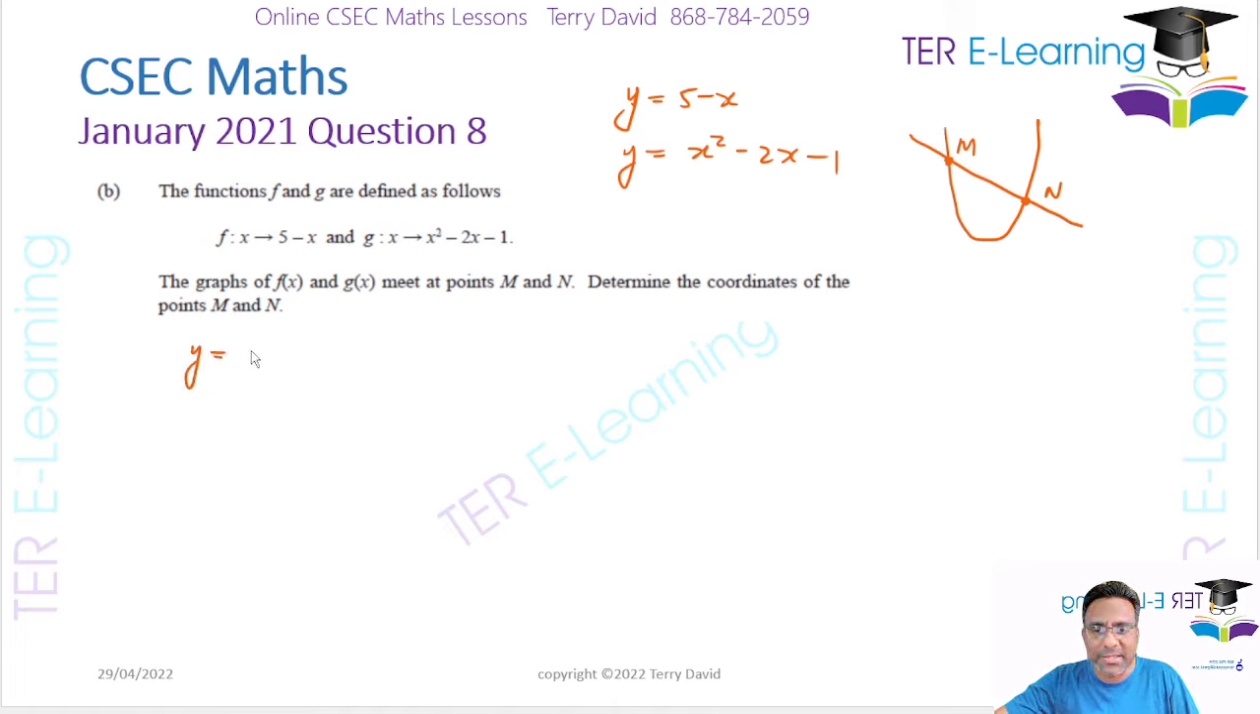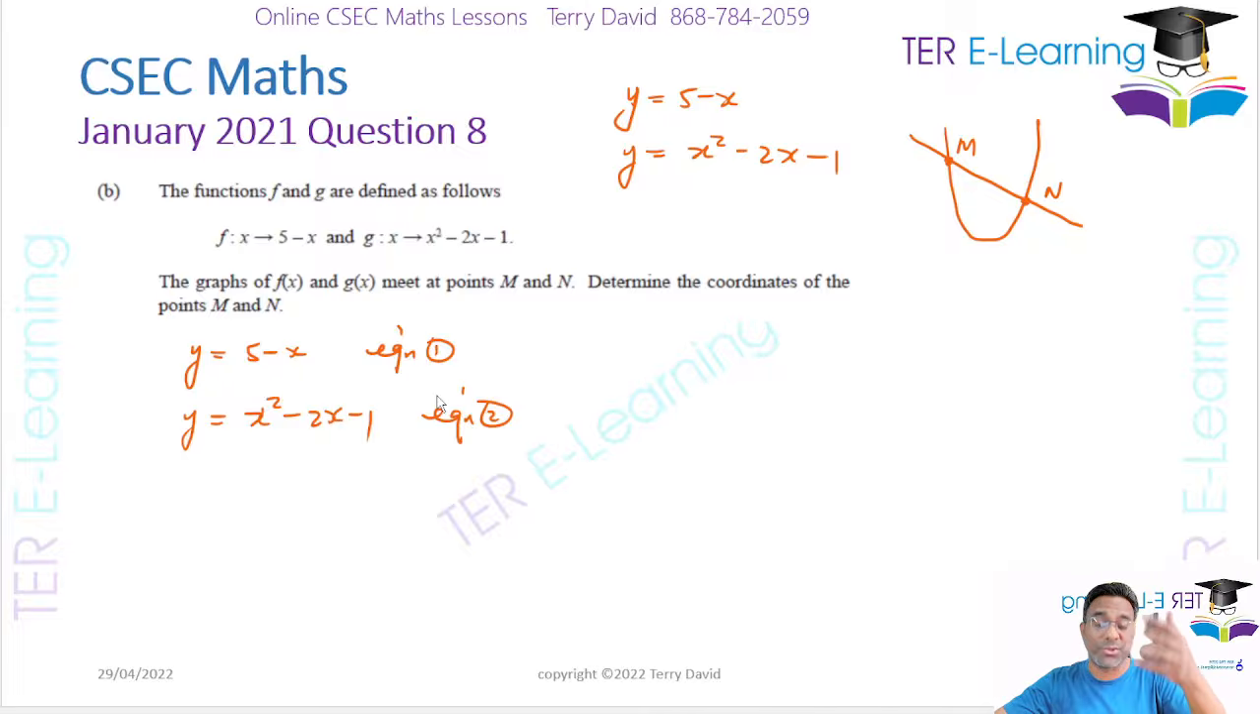So y is equal to 5 minus x. We're going to call that equation 1. The second one is y is equal to x squared minus 2x minus 1. We're going to call that equation 2. So if we're trying to solve a pair of simultaneous equations, what we typically do is substitute one into the other. The easiest thing to do is to substitute the linear one into the nonlinear one.